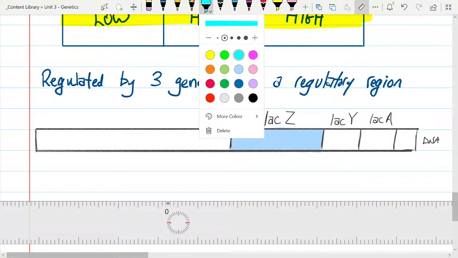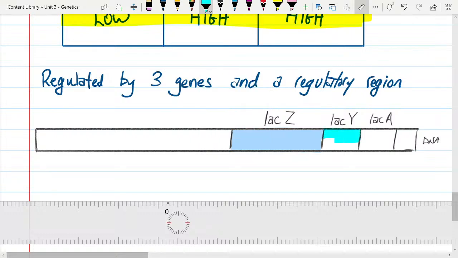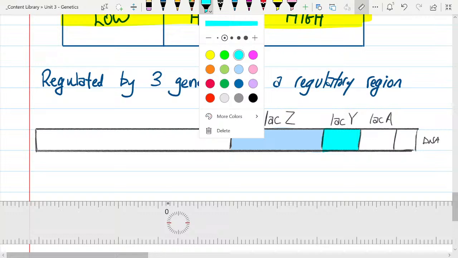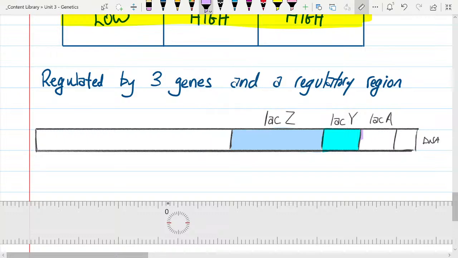So these are 3 genes, and 3 genes are going to code for 3 proteins, right? So here are the 3 regions, the LAC-Z gene, the LAC-Y gene, and the LAC-A gene. Okay, so these are protein coding genes.